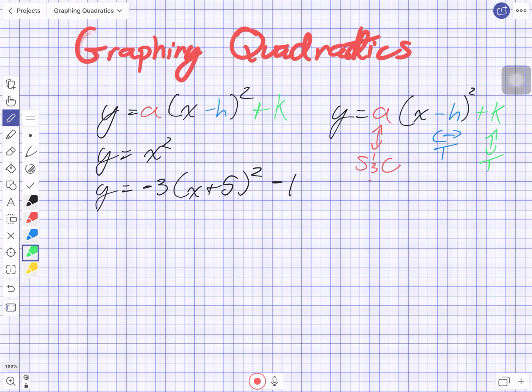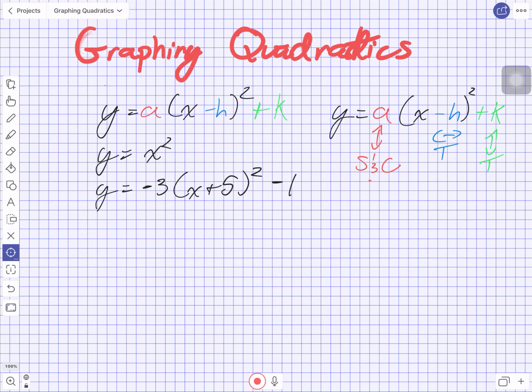So anything outside the brackets, your a value and your k value, deals with vertical movement. The k value is moving the whole thing as it is. With the a value, you keep the vertex where it is, but everything else gets either compressed or stretched, okay? And with the h value, you leave the shape as it is, but you move it left and right. So we can do each of these one at a time.